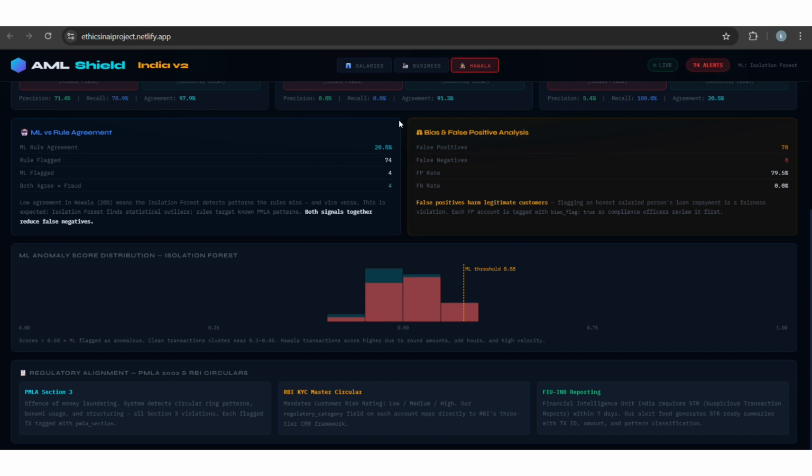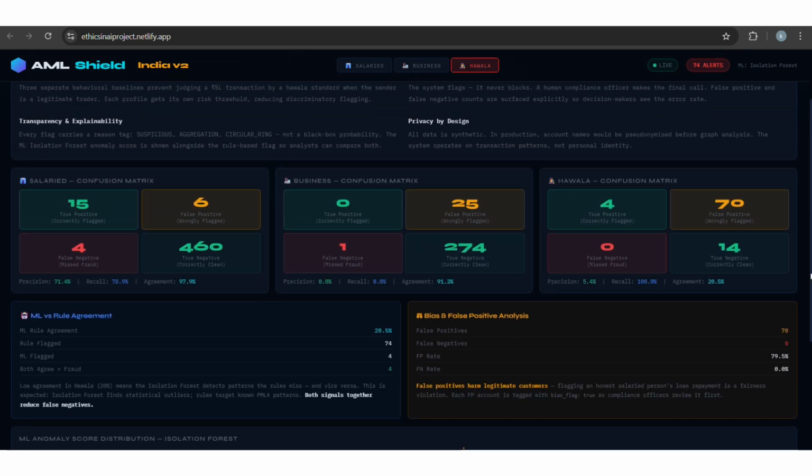The low agreement in the Hawala dataset is not a model failure, it is an ethics finding. It demonstrates that the rule-based systems and the ML anomaly detection are complementary. Rules catch the known patterns, isolation forest catches the statistical outliers. Neither method alone is sufficient. Both signals together minimize the false negatives.